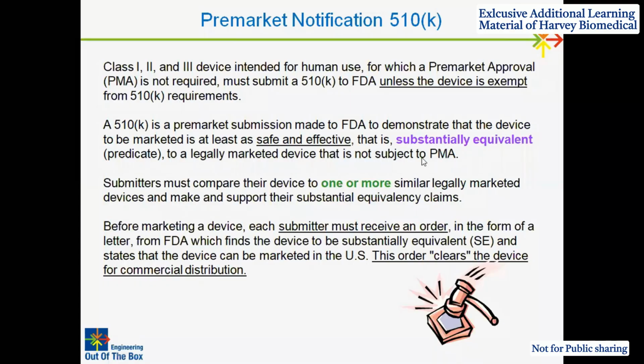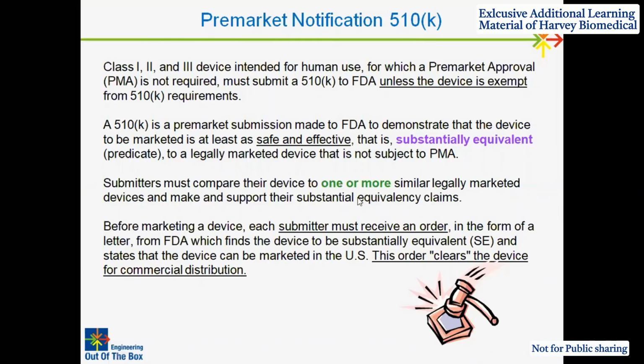This pre-market approval, as I told, is related to high risk. Even for class 1, 2, 3 there is a risk in pre-market notification also. But there is a similar device already in the market, and that's the reason we go with a 510(k) submission. Submitters must compare their device to one or more similar legally marketed devices and support their substantial equivalence claims.